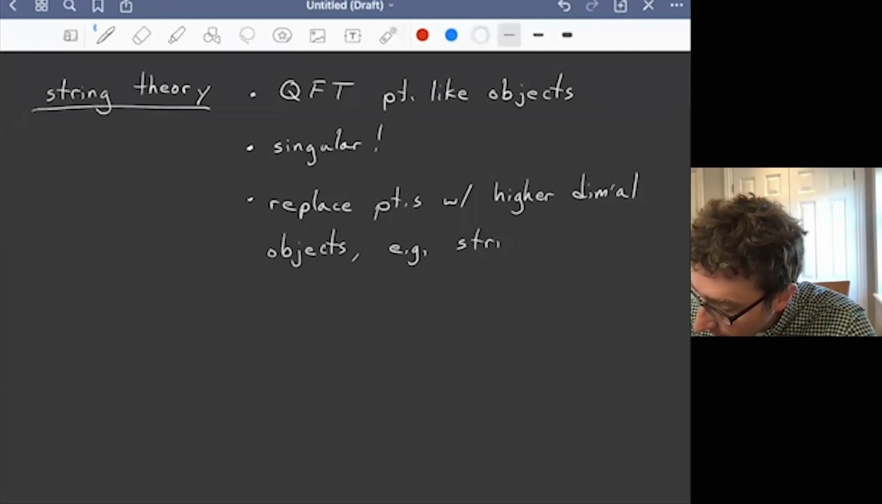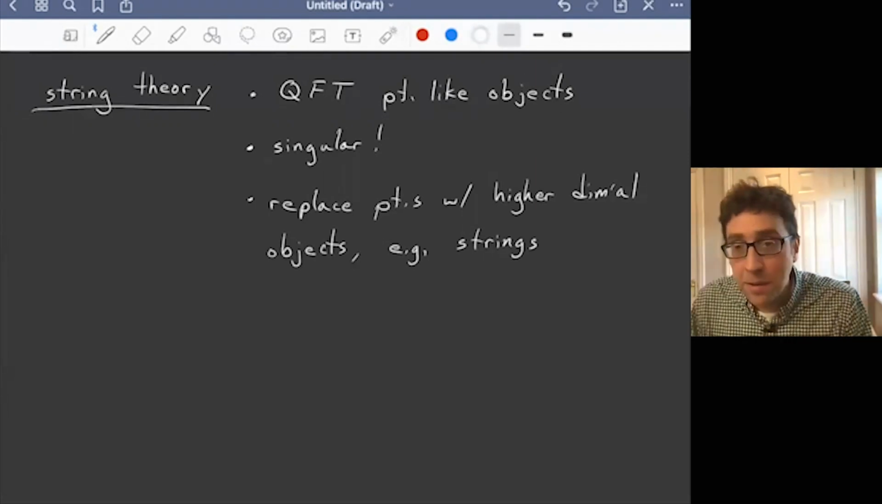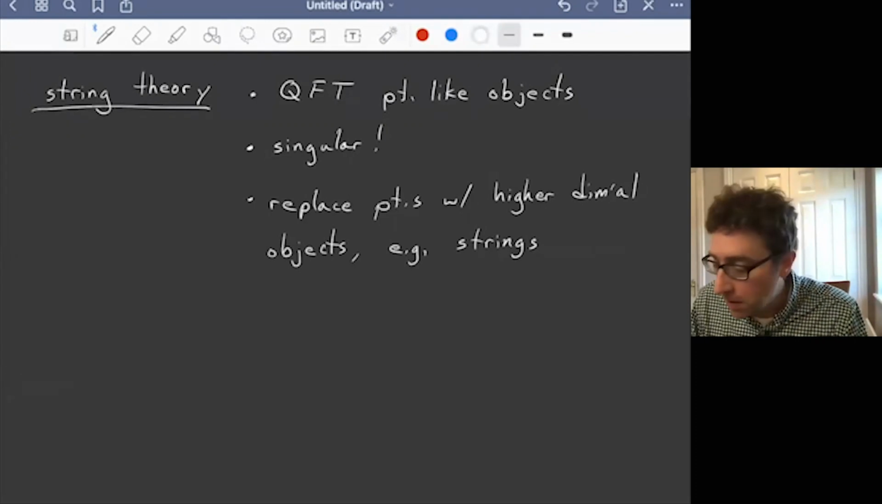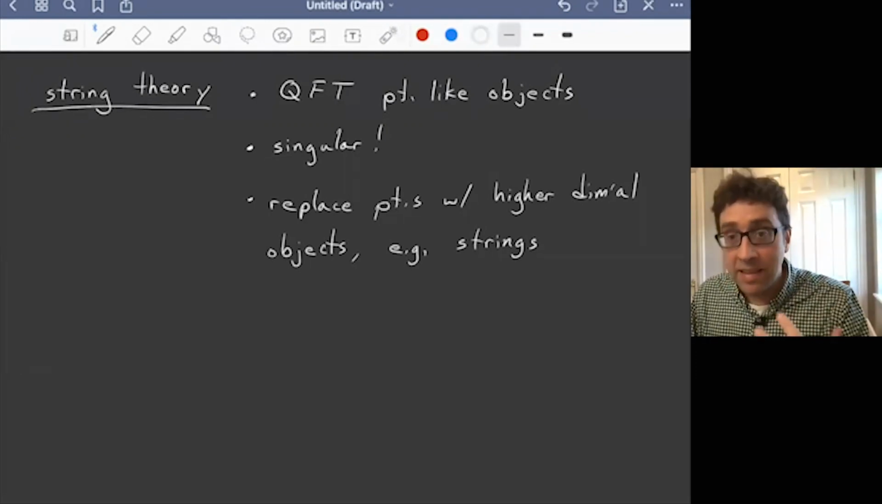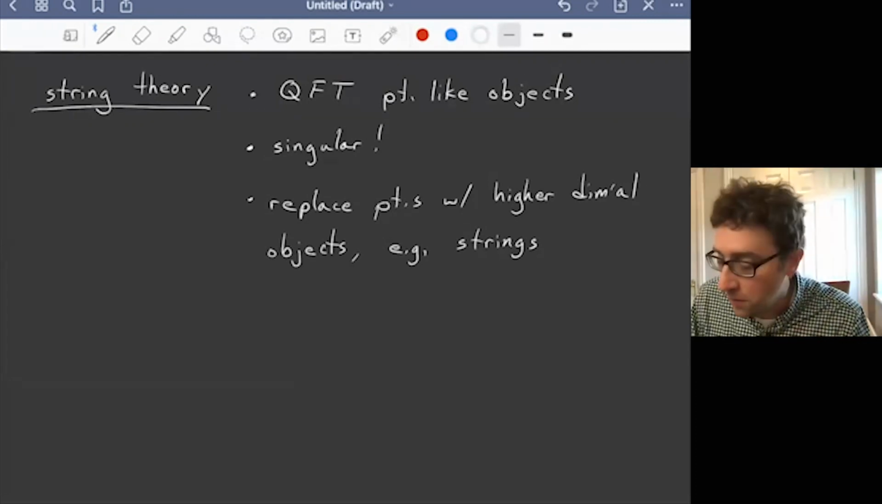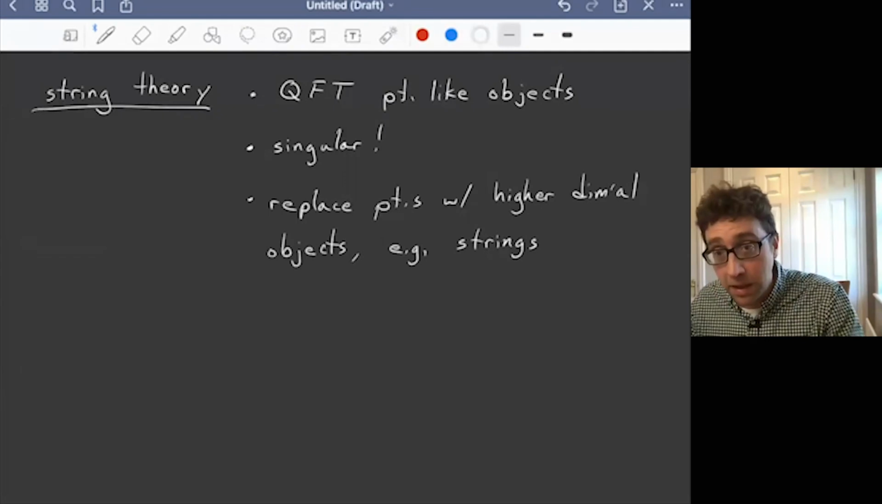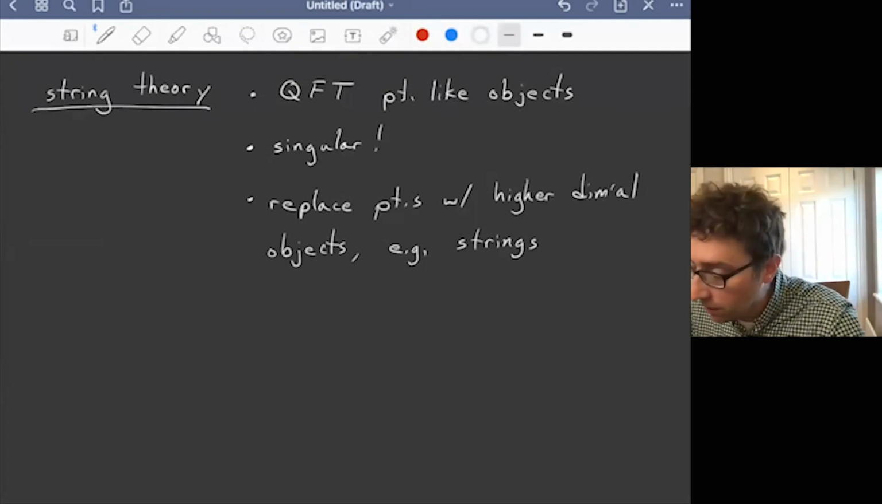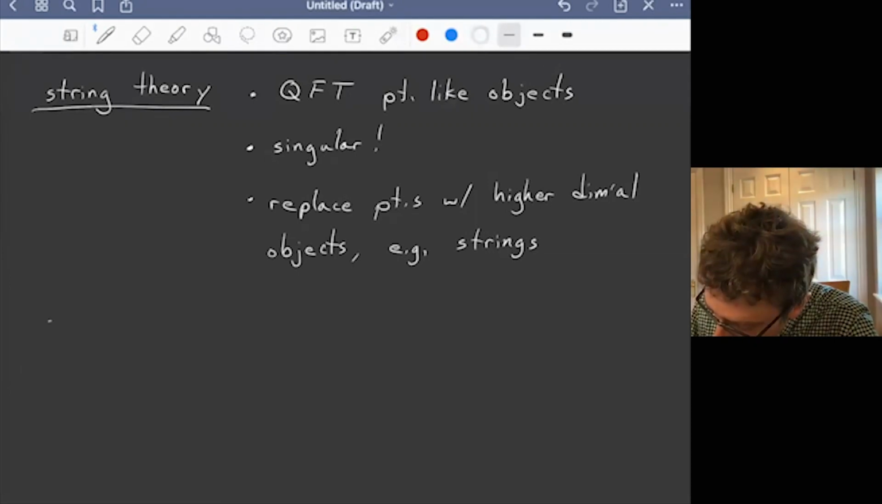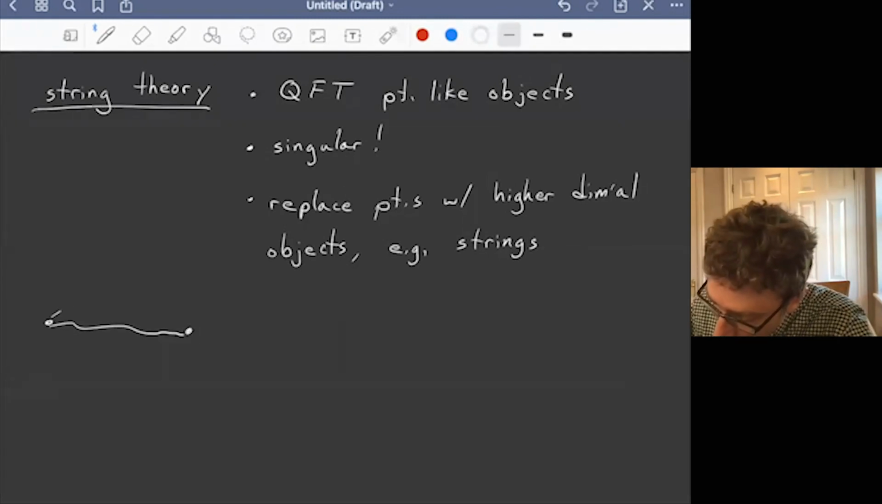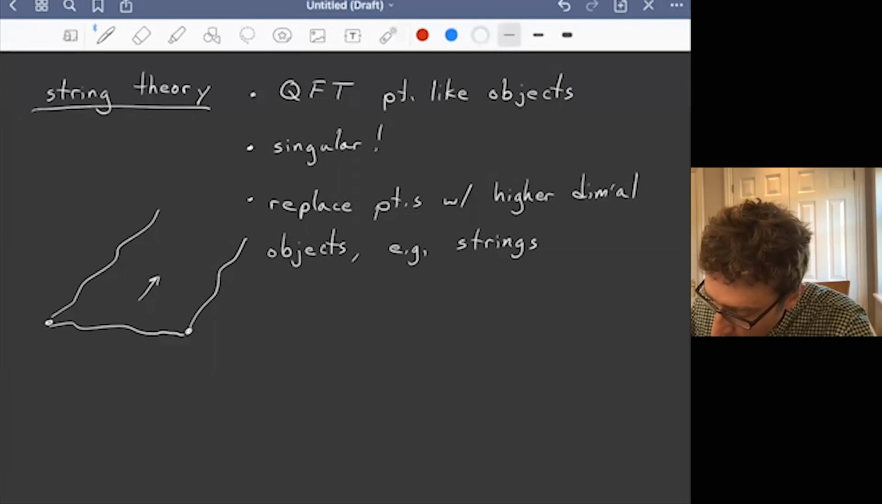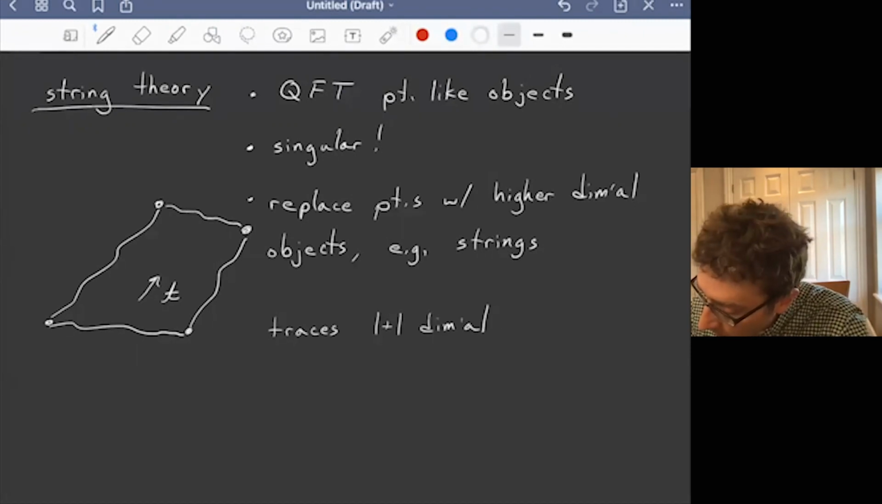So for example, strings. When you introduce these extended objects with higher codimension, the self-energy of them is less singular. The fields diverge less strongly as you go to the origin. You can get rid of a lot of these divergences that plague the original formulation of QFT. And that's part of what makes string theory so attractive. So what is a string, right? It's some object which has an extension in space, and it's going to move in time. And as it moves in time and has an extension in space, it traces out a 1+1 dimensional world sheet.